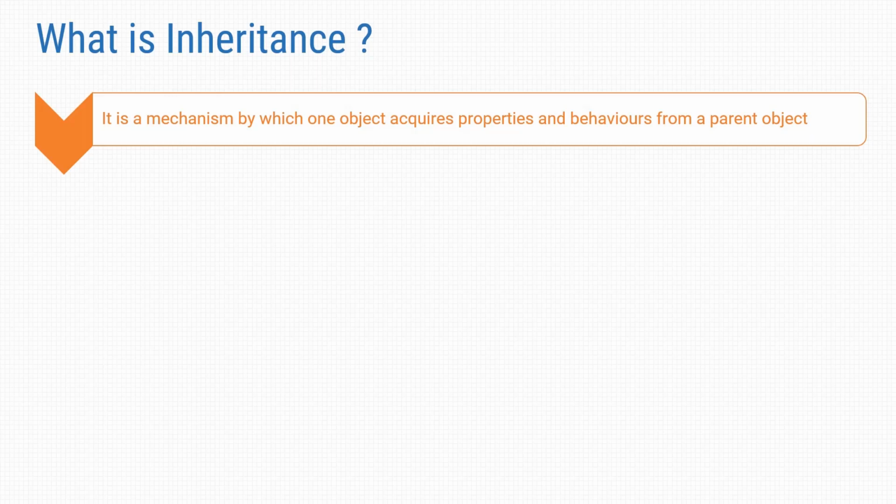To give you a simple example, let's say this is like an actual parent-child relationship. Let's say the child is inheriting some of the properties from the father. Let's say the father's eyes are blue and his hair is white. So the child may inherit the father's properties such as eye color and hair color, and some of the behaviors from his father. That is what inheritance actually is.